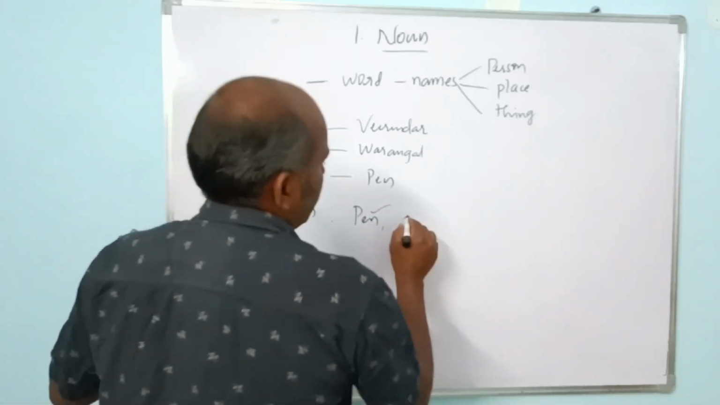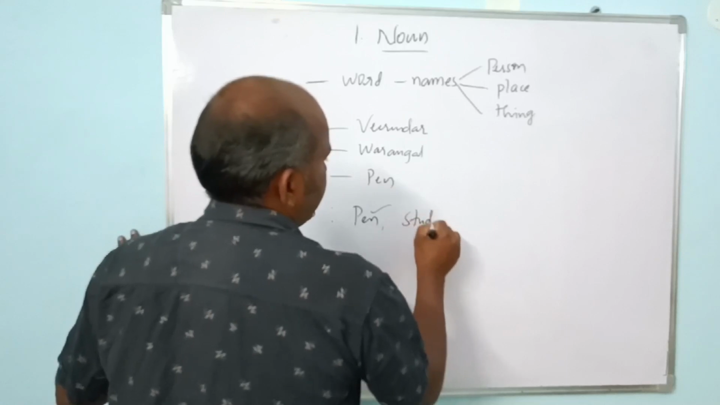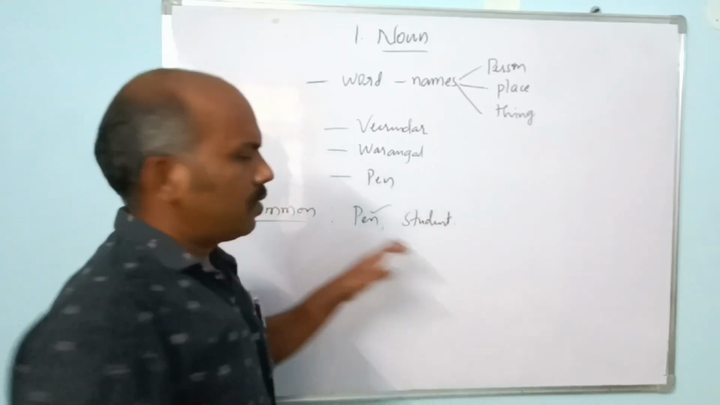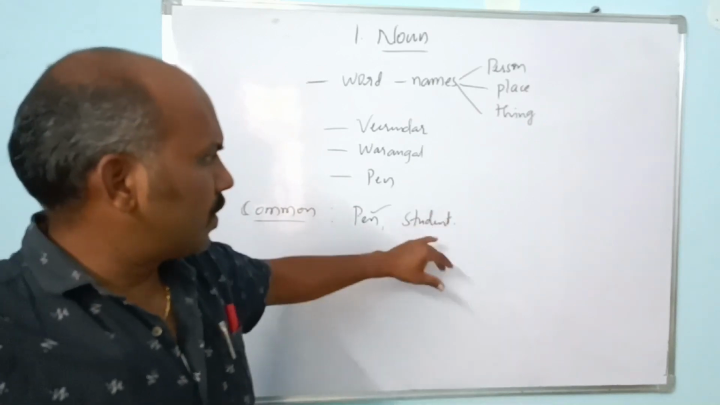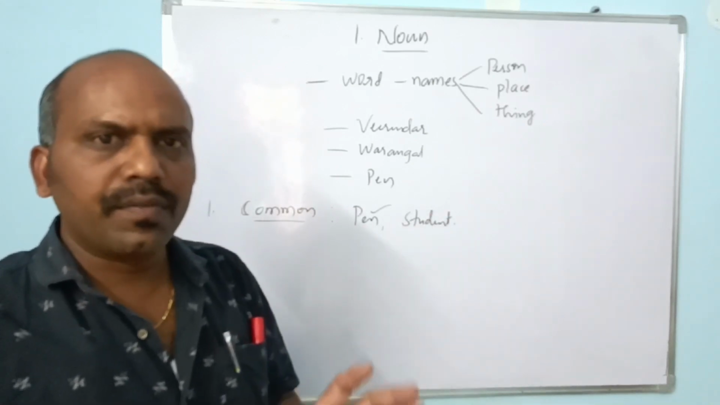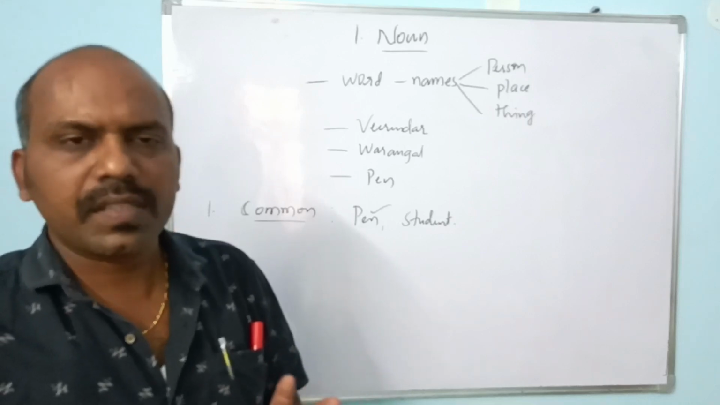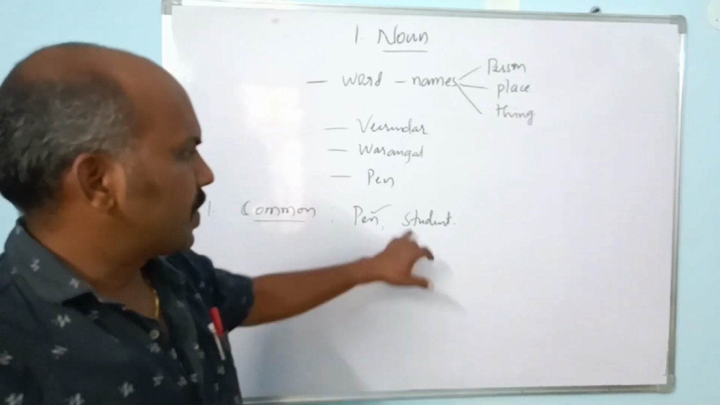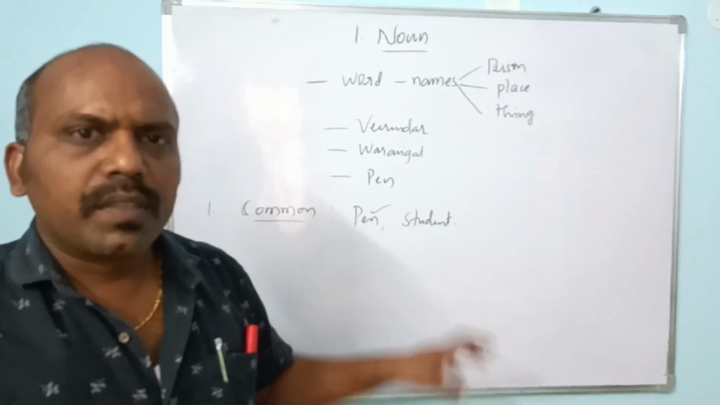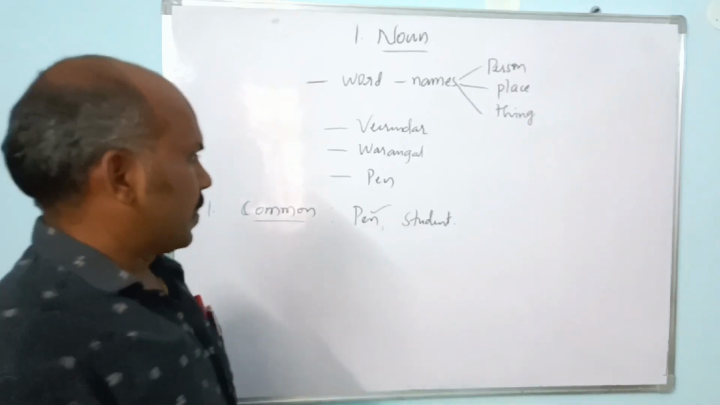And student. Student is common, and we can call any student, male, female, 5th class, 6th class, 1st class, intermediate, degree, any student comes under this. So it is common for all the students.